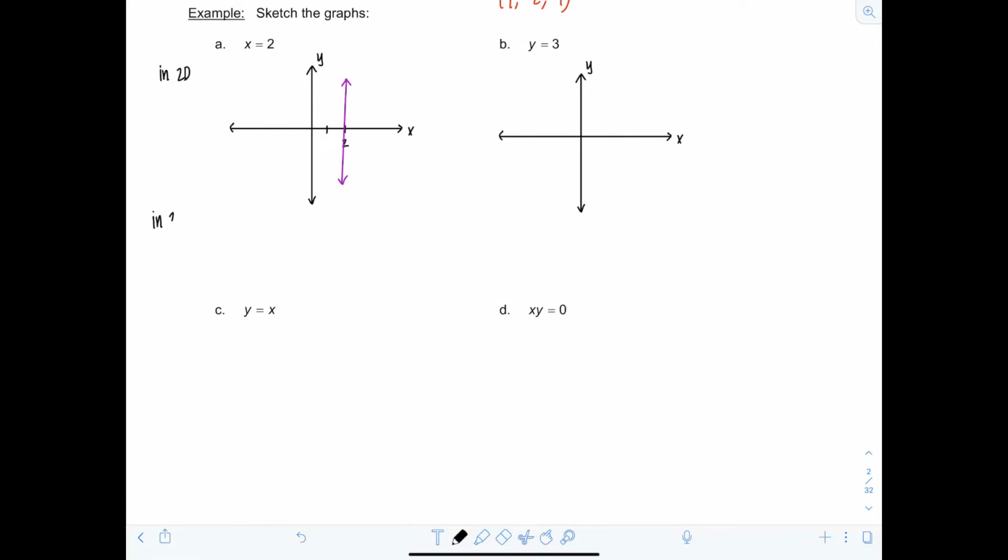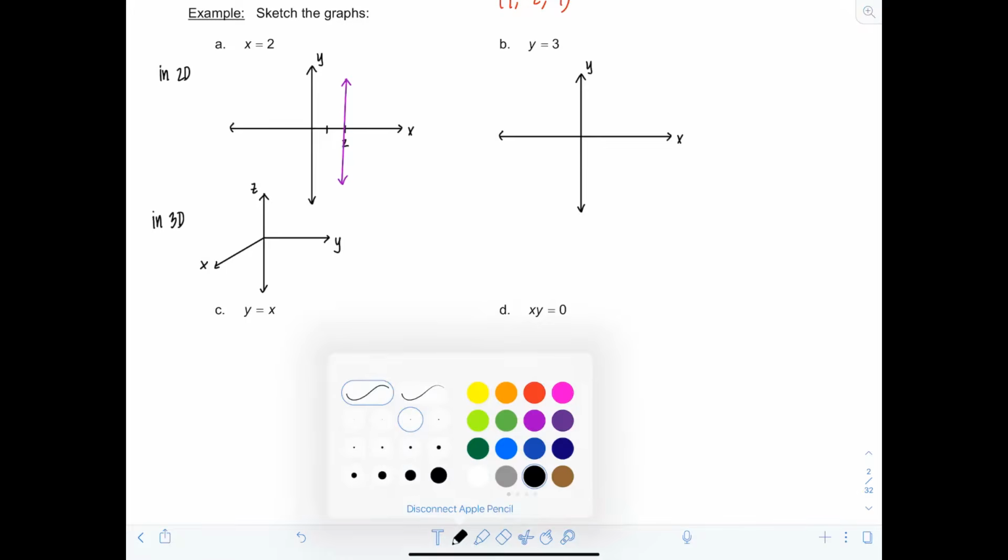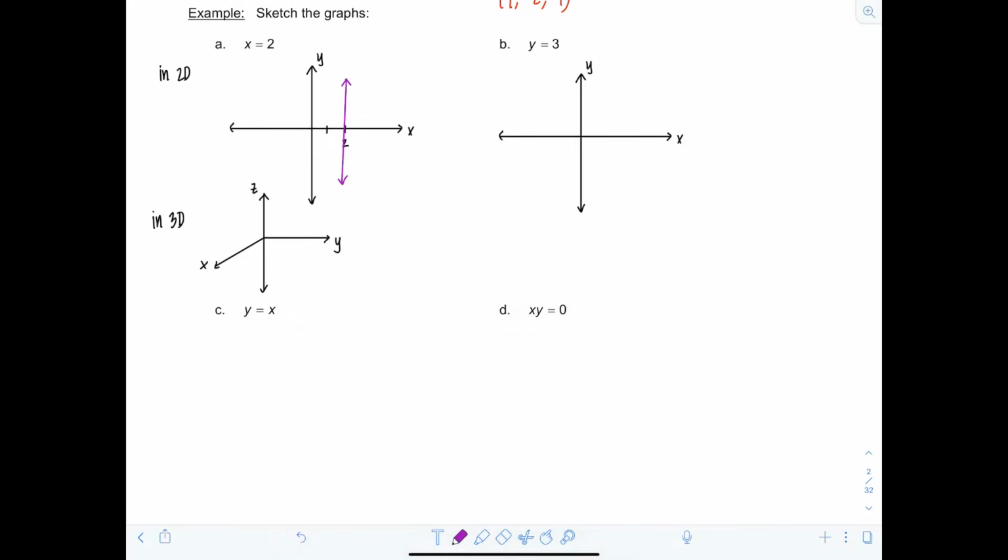Okay, now in 3 space, or in 3D, what would the equivalent be? Well, here's my z-axis, here's the x-axis, here's the y-axis, okay? It's all of the values where x equals 2. So come along here to where x equals 2. That's basically the line that we drew in 2 space, right?